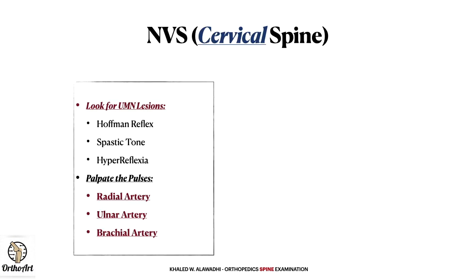So we go to the upper motor neuron lesions that you encounter in cervical examination. As you know, you have to check for Hoffman's sign, spasticity, and hyperreflexia or exaggerated reflex. And then you have to palpate for the pulses, which are the radial artery, the ulnar artery, and brachial artery, which I'll show you in this video.